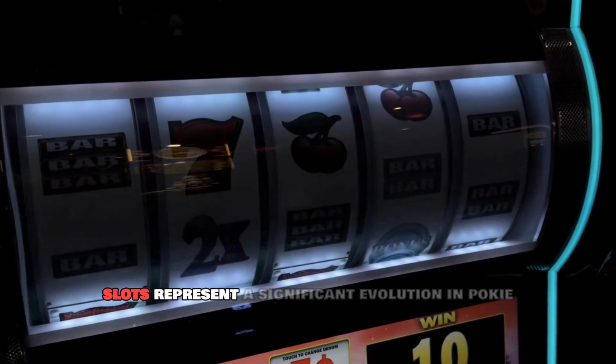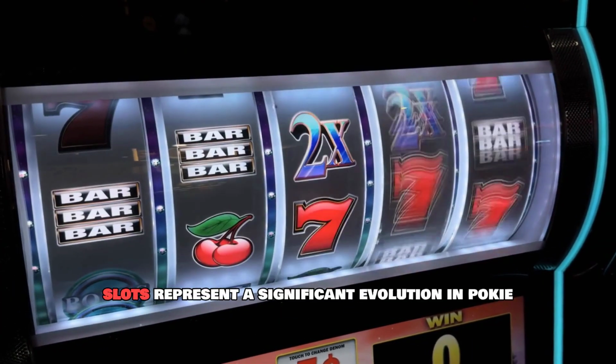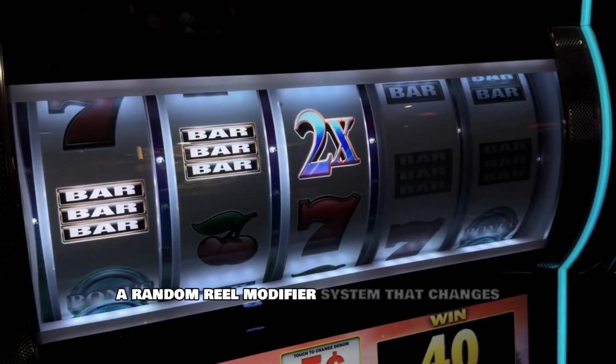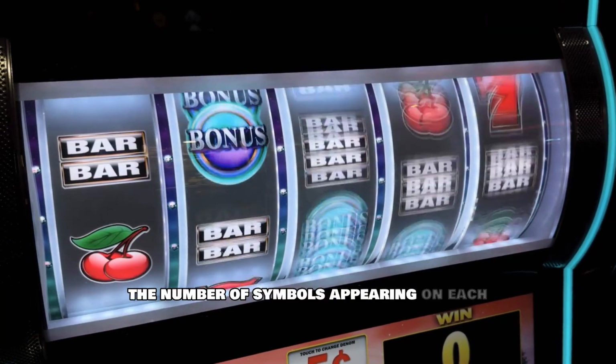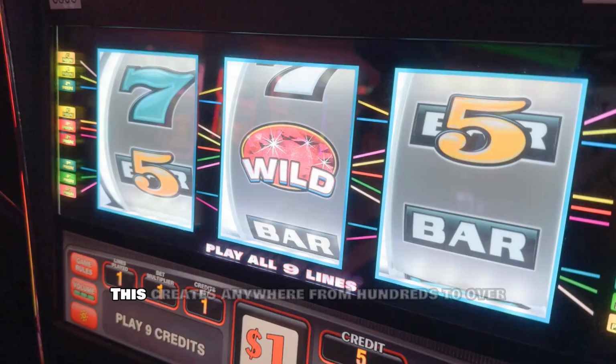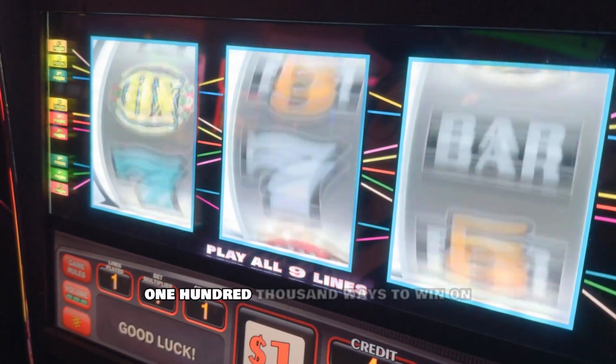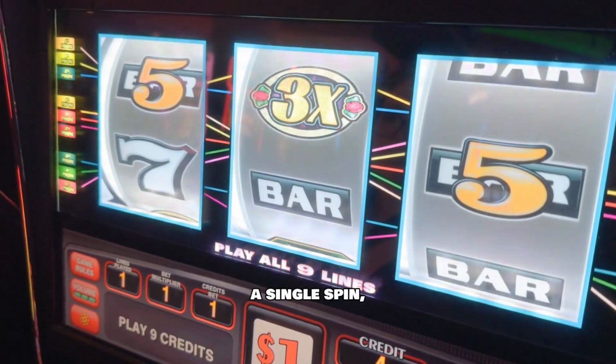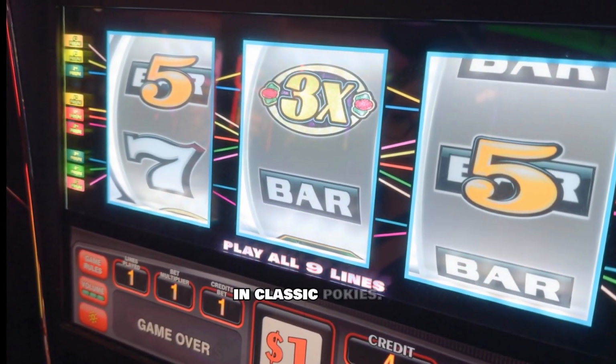Modern Megaways slots represent a significant evolution in pokie mechanics, using a random reel modifier system that changes the number of symbols appearing on each reel with every spin. This creates anywhere from hundreds to over 100,000 ways to win on a single spin, compared to the fixed pay lines you'll find in classic pokies.